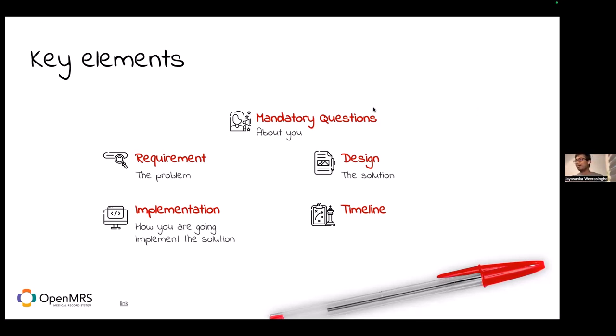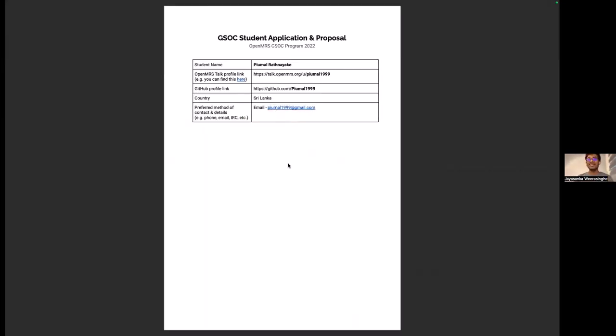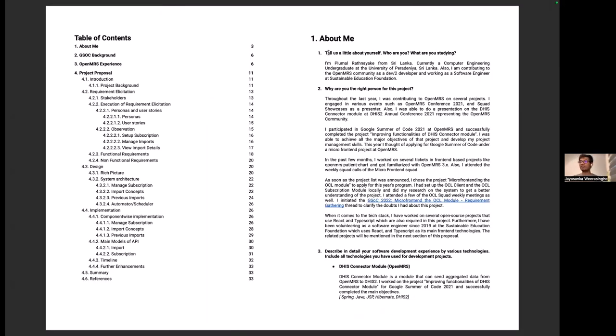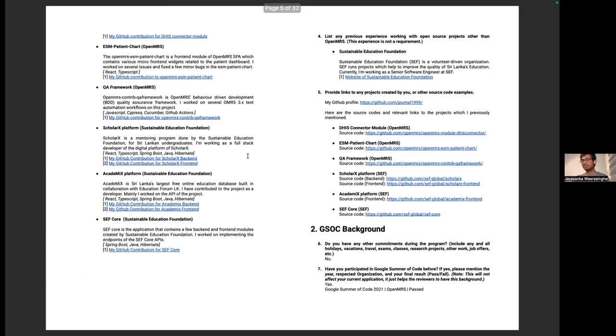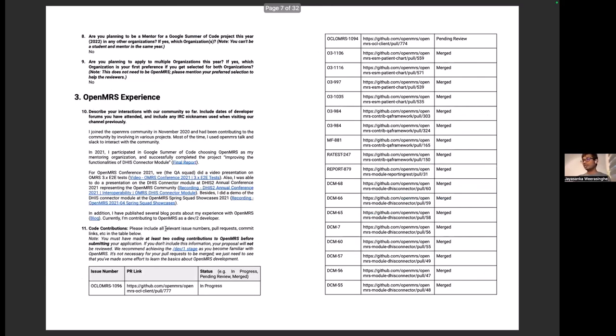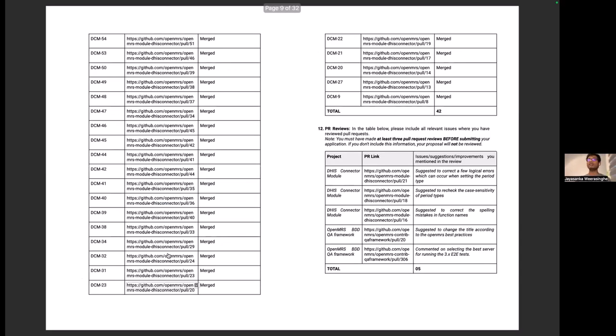Let me show an example proposal. This one, yeah. It's from Piuma, your friend from your university. I think this was one of the best proposals we received last year. Let's go through his proposal quickly. So he has explained about himself. These questions are ones we usually provide in a template, right? It depends on your organization, and he has mentioned this piece of background and also his previous open source contributions. And his contributions to OpenMRS, he has listed out all the PRs, a bunch of PRs, because this is the second time he applied. Otherwise, you don't need to have this many PRs, but it's something nice to have.